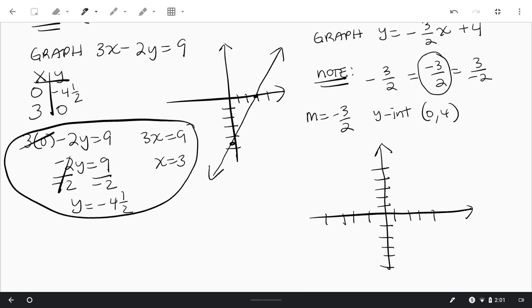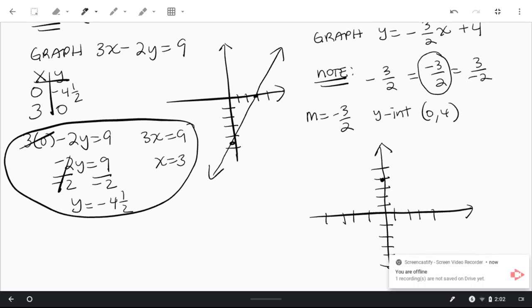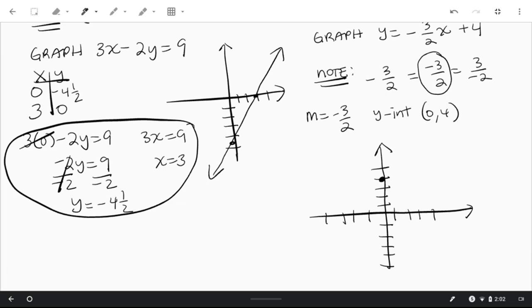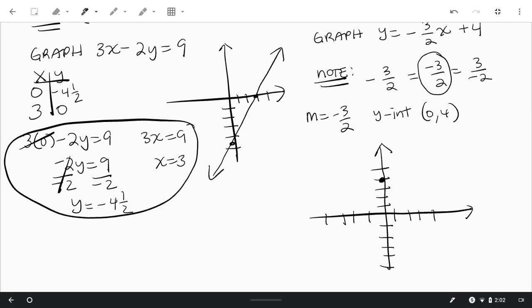All right. So we start at (0, 4). 1, 2, 3, 4. Here's the y-intercept, right? And what you do is, starting here at your y-intercept, you do your slope, your rise and your run. Our slope is -3, so I'm going to go down 3 from the y-intercept. 1, 2, 3.